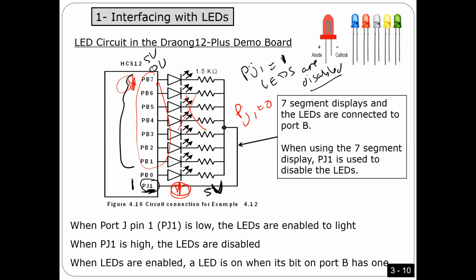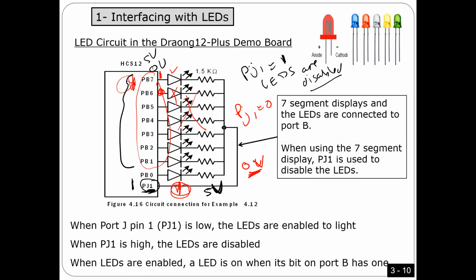Now if PG1 equals 0, if I put 0 volt here, and I want to turn one LED on, all you have to do is put 5 volt here. If I put logic 1, which is 5 volt, this one is on. If you put logic 0, which is 0 volt, this one is going to be off. So that's what I said last time.